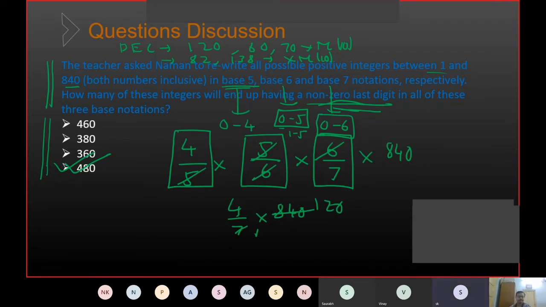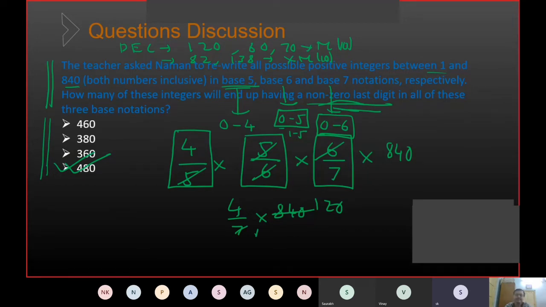I have a question here. Yes. So in this example, luckily 840 was divisible by 4, 5, 6, and 7. I have seen questions like these, with not divisible by 5, 6, and 7, where the range that is given, like 1 to 840, is not completely divisible by these denominators.